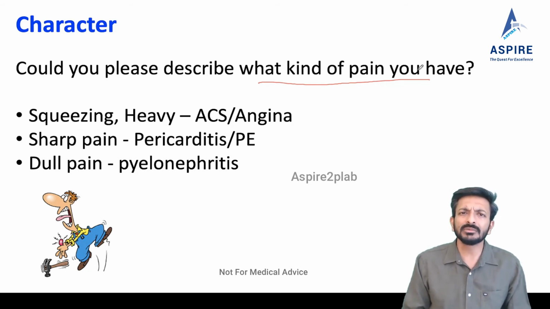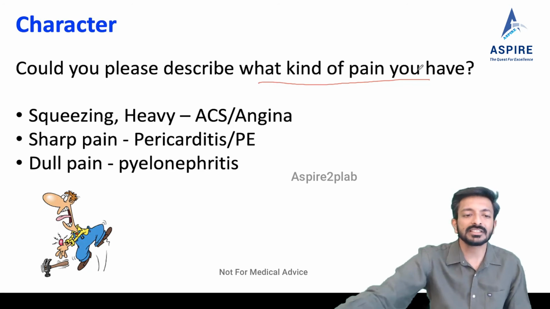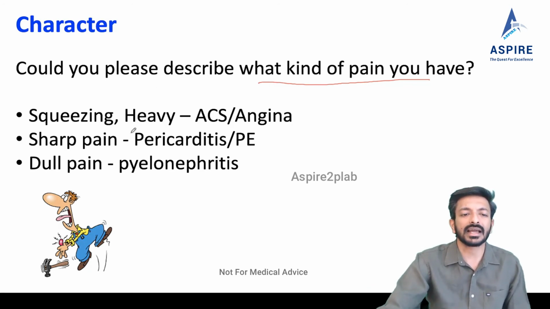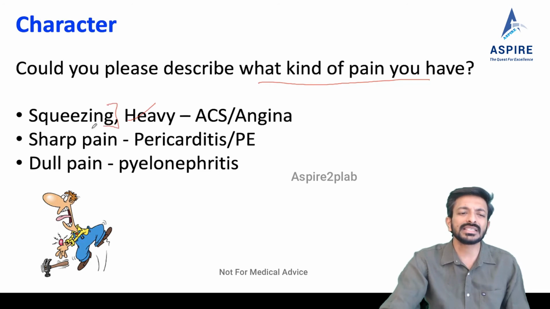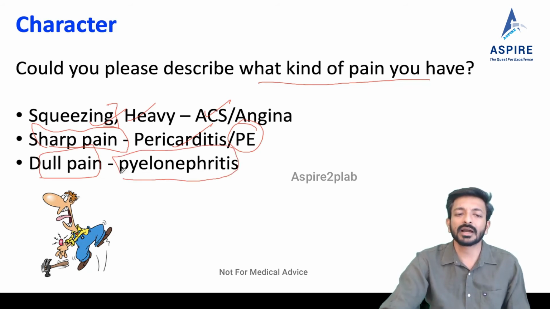Sometimes the patient will tell you, sometimes the patient won't be able to describe the exact character. They will simply say, I don't know, doctor, it's simply painful. Meaning they don't want to give you that information, but that's fine. So for example, a patient is telling you, doctor, it is like a heavy chest, I feel like it's a squeezing kind of pain, we are thinking about ACS. If the patient is saying it's a sharp pain, doctor, we are thinking about pericarditis, pulmonary embolism. If the patient said, doctor, I've got a dull pain in my flank, we are thinking about pyelonephritis.